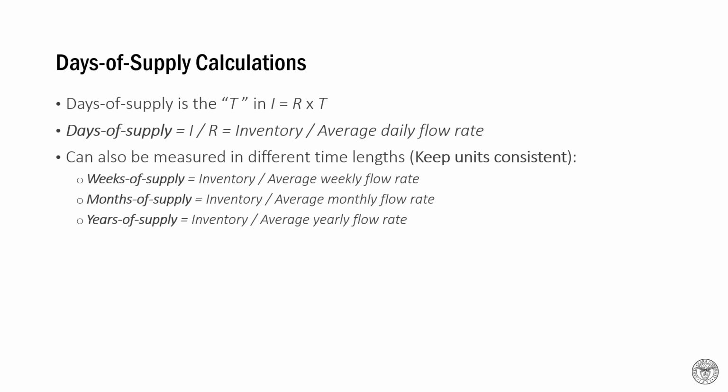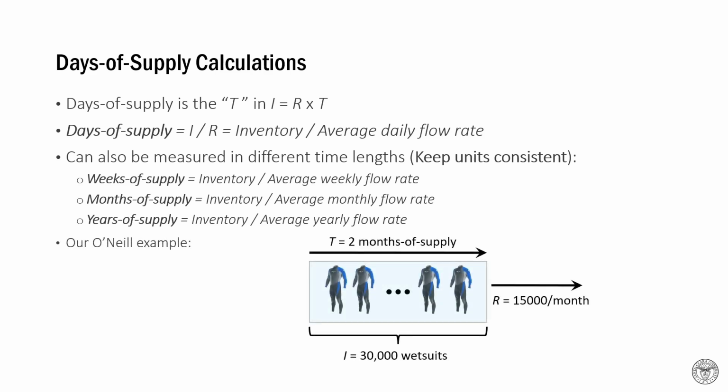For instance, weeks of supply is calculated as inventory divided by average weekly flow rate, months of supply as inventory divided by average monthly flow rate, and years of supply as inventory divided by average yearly flow rate. In the case of O'Neill, the company has a 2-month supply of inventory on average.